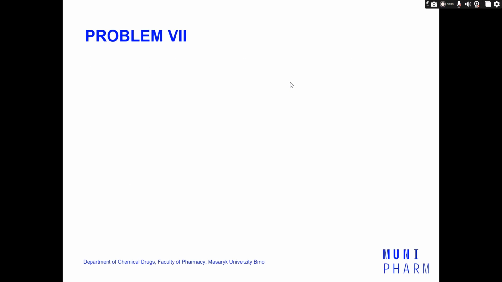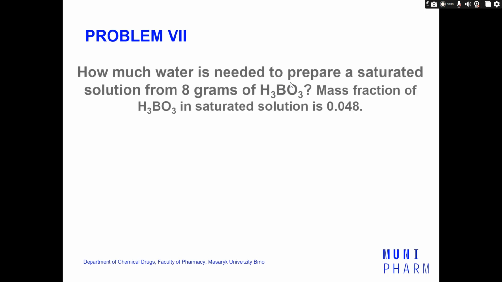Another type of chemical problems where this type of procedure can be advantageously used is, for example, this. How much water is needed to prepare a saturated solution from 8 grams of boric acid? The mass fraction of boric acid in its saturated solution is 0.048.